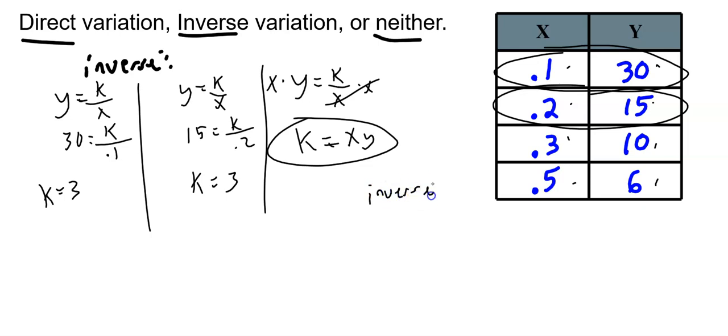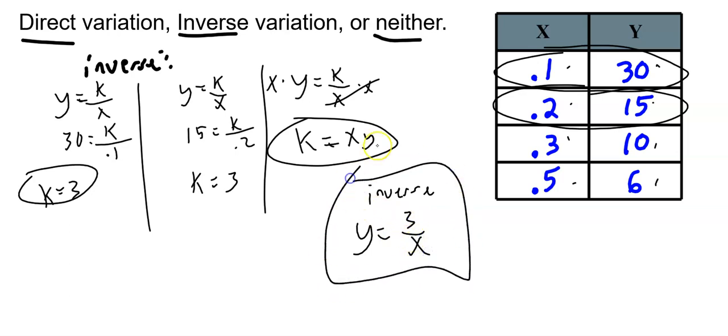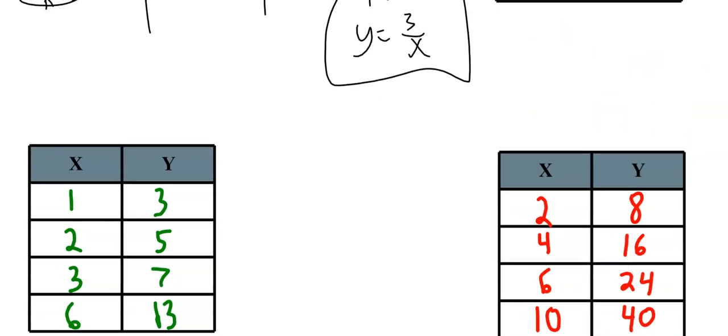The equation, if we know k is 3, is going to be y equals 3 divided by x. So I'll probably ask for both things. I'll probably ask what's the formula and what's the equation.